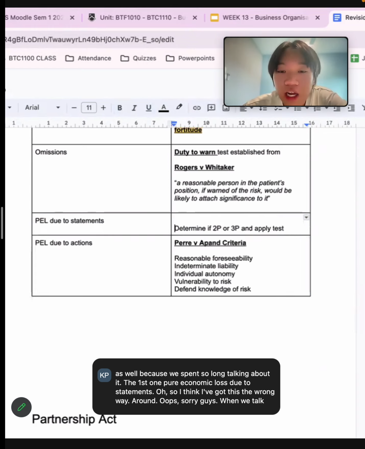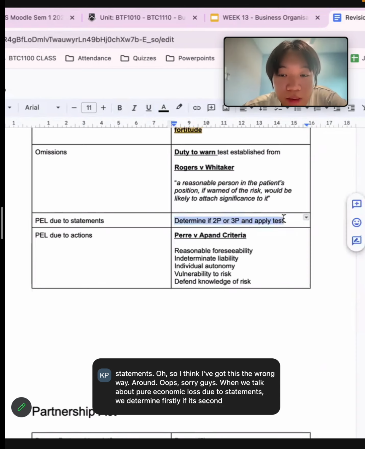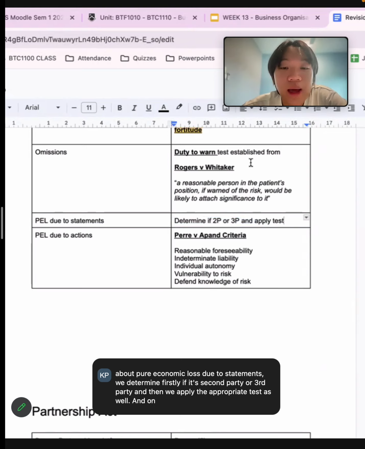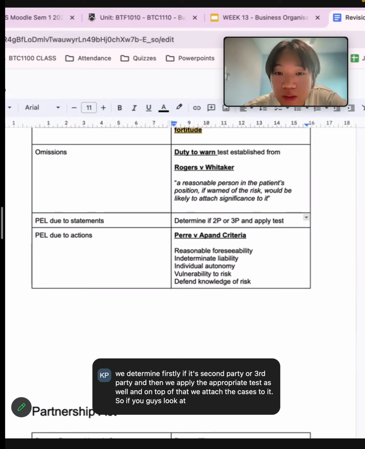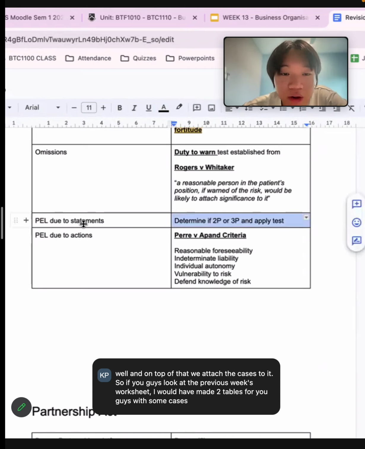When we talk about pure economic loss due to statements, we determine firstly if it's second party or third party, and then we apply the appropriate test as well. And on top of that, we attach the cases to it. So if you look at your previous week's worksheet, I would have made 2 tables for you with some cases. Just expand on that a little bit more.